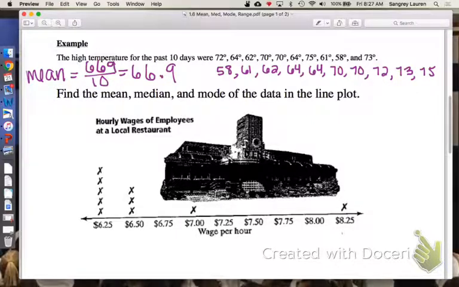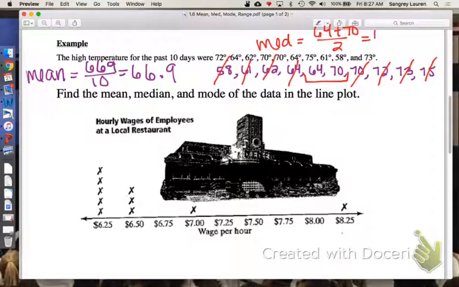Your median, so we have to find the middle. So we can start crossing off in pairs, the smallest and the biggest, smallest and biggest. So here we have a situation where there are two numbers in the middle. So remember, for median, we're going to add those two numbers together and divide by 2. So our median should be 67.